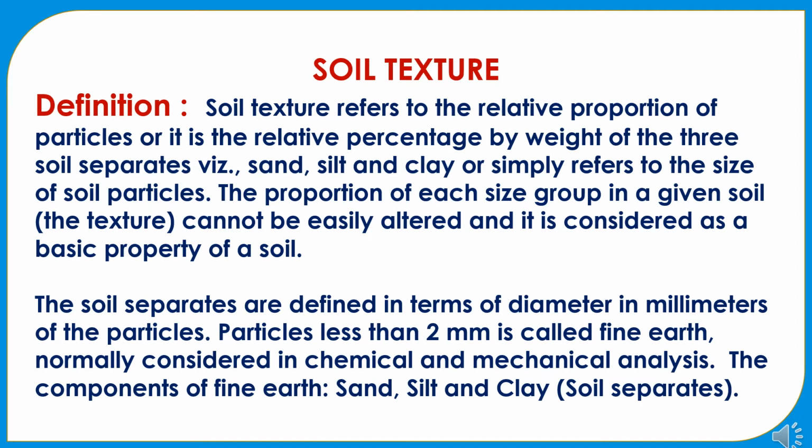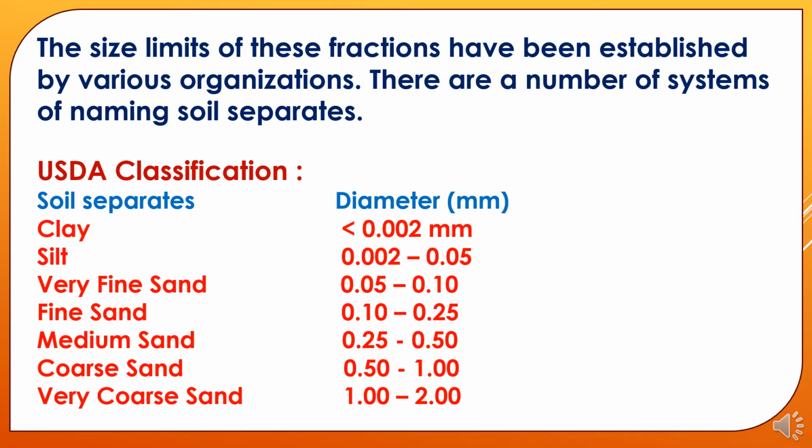Particles less than 2 mm are called fine earth, normally considered in chemical and mechanical analysis. The components of fine earth are sand, silt and clay, which are known as soil separates. The size limits of sand, silt and clay have been established by various organizations. There are a number of systems of naming soil separates in the case of soil texture.